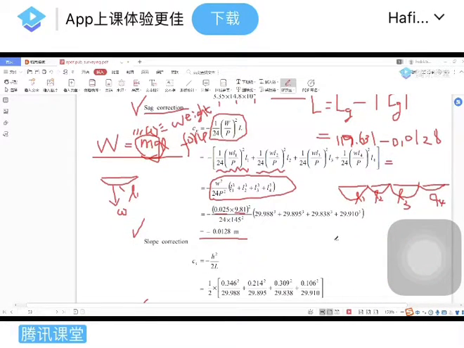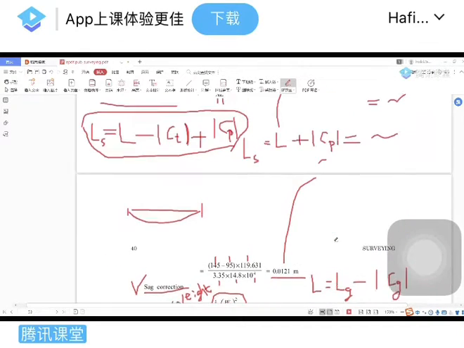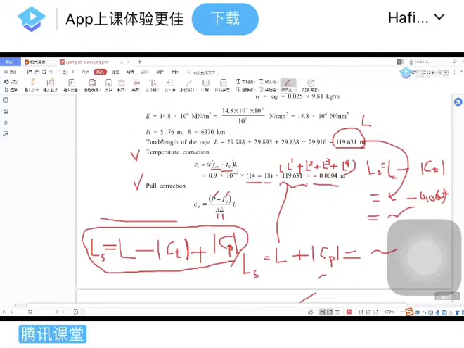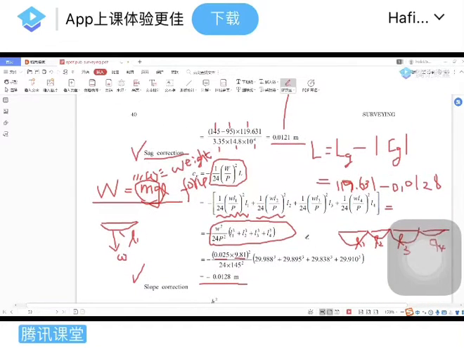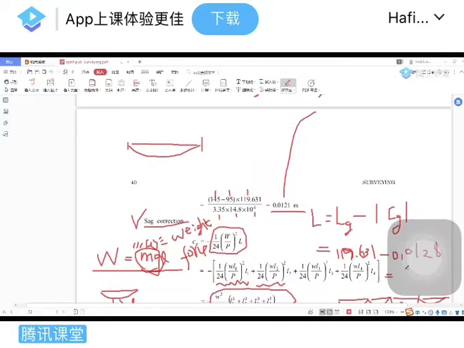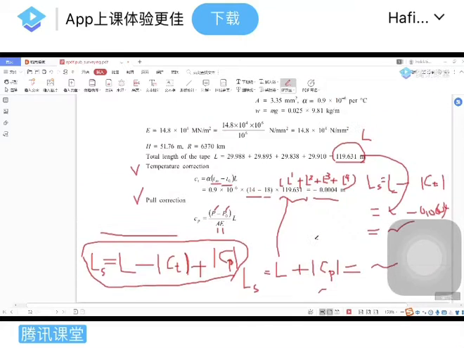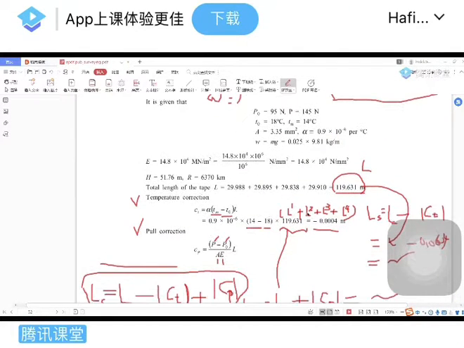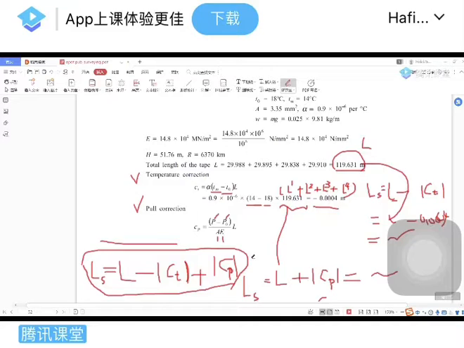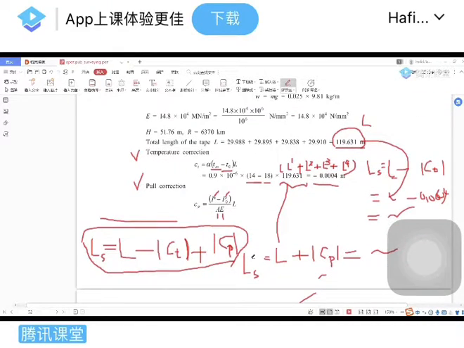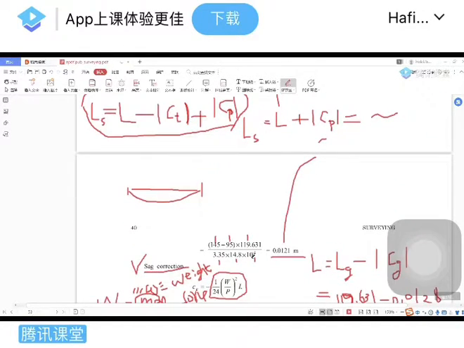So this is called sag. If you want to put the three corrections together, temperature, pull, and this one, just like I said, it's easy. You just do the sag first, replace this error over here, and then correct the temperature and the pull correction. Okay, so I'll let you do this one as homework.